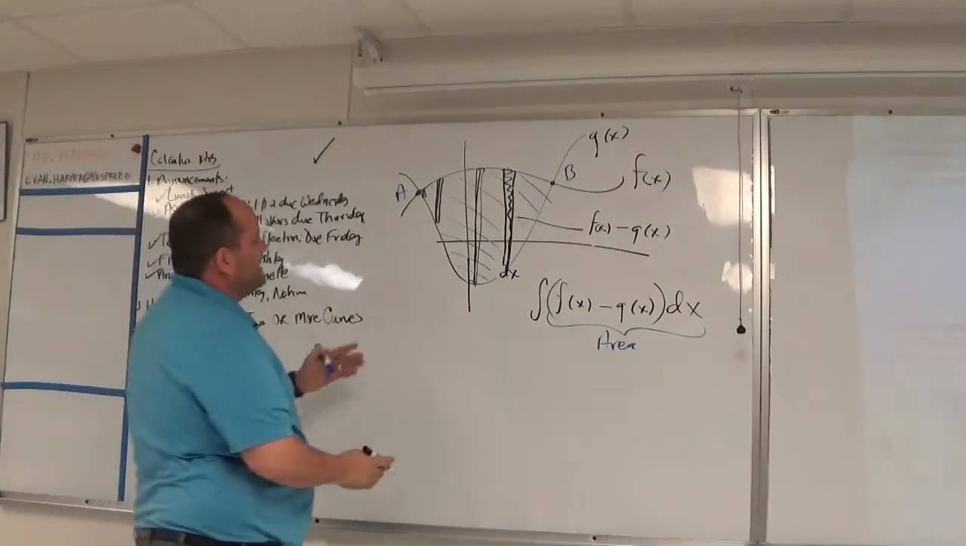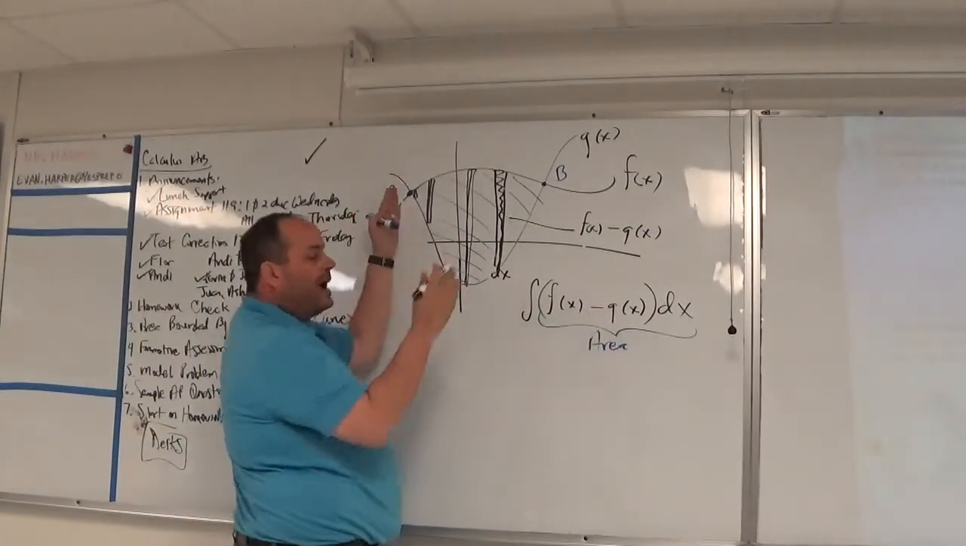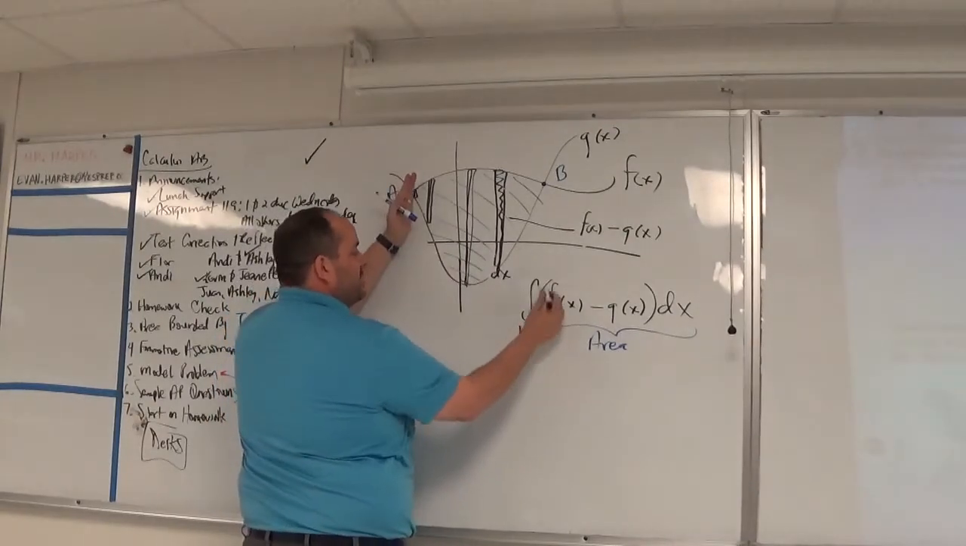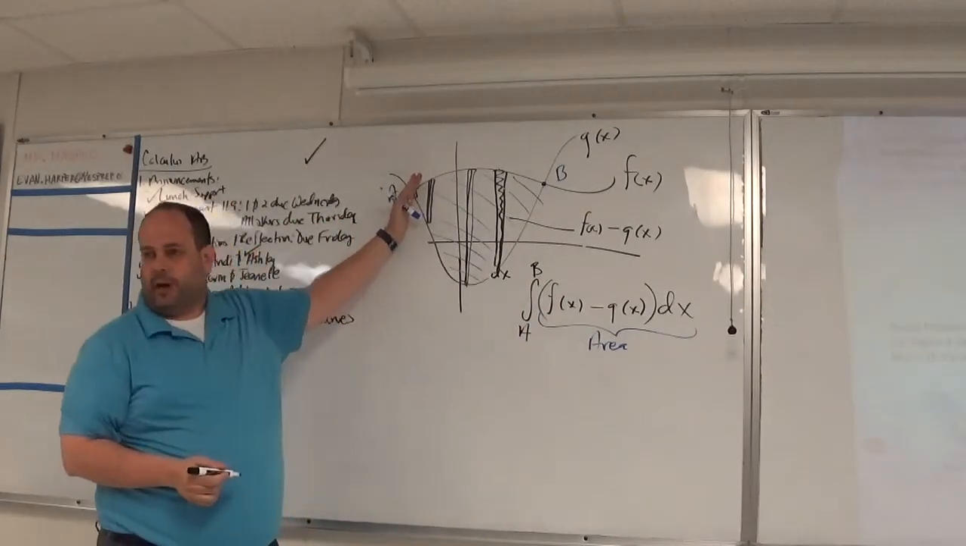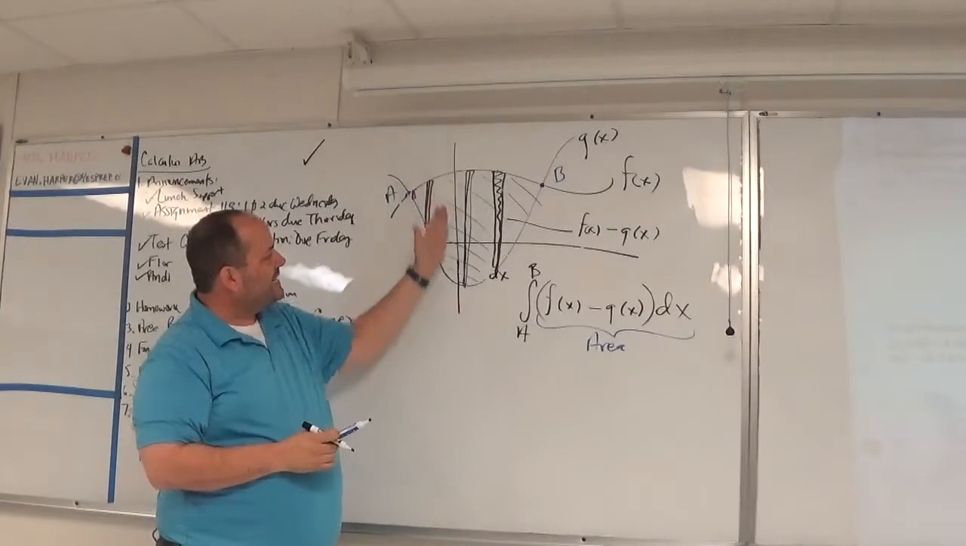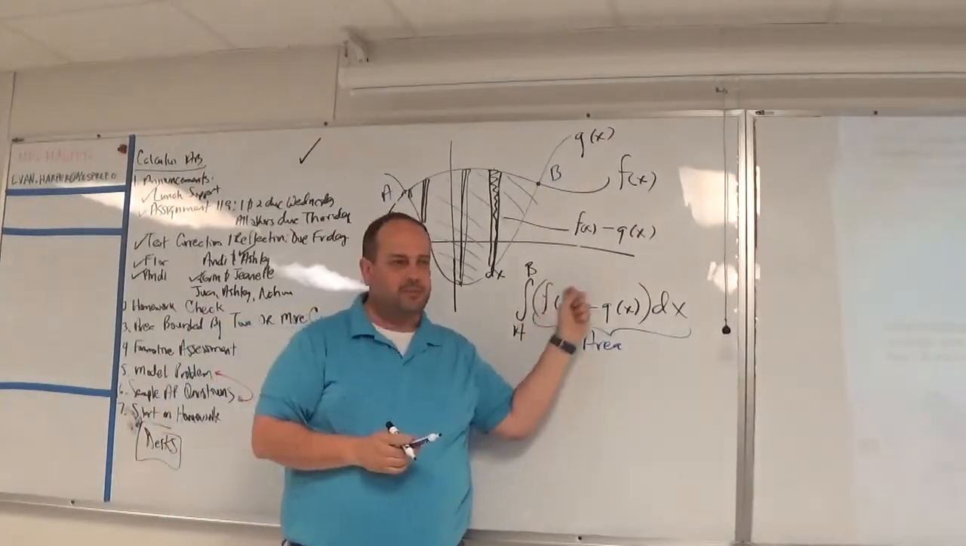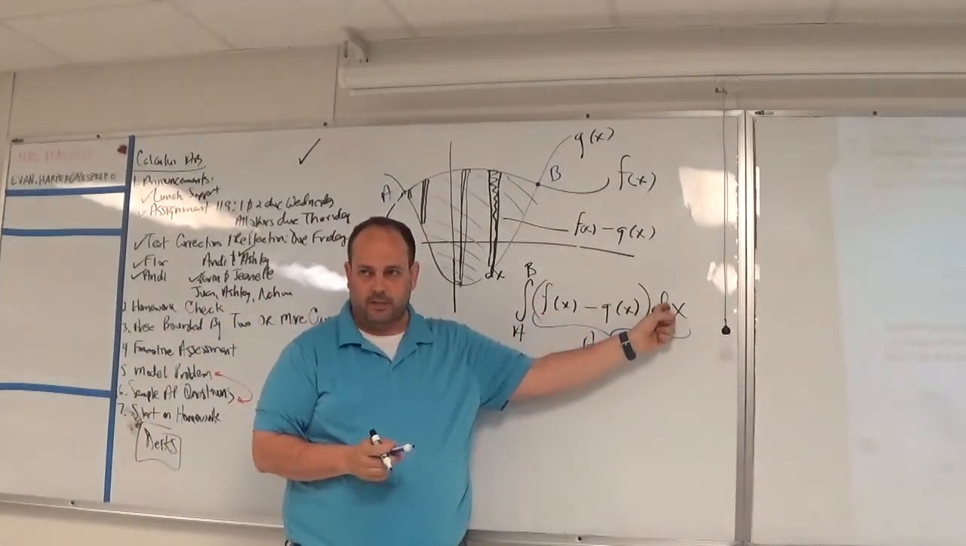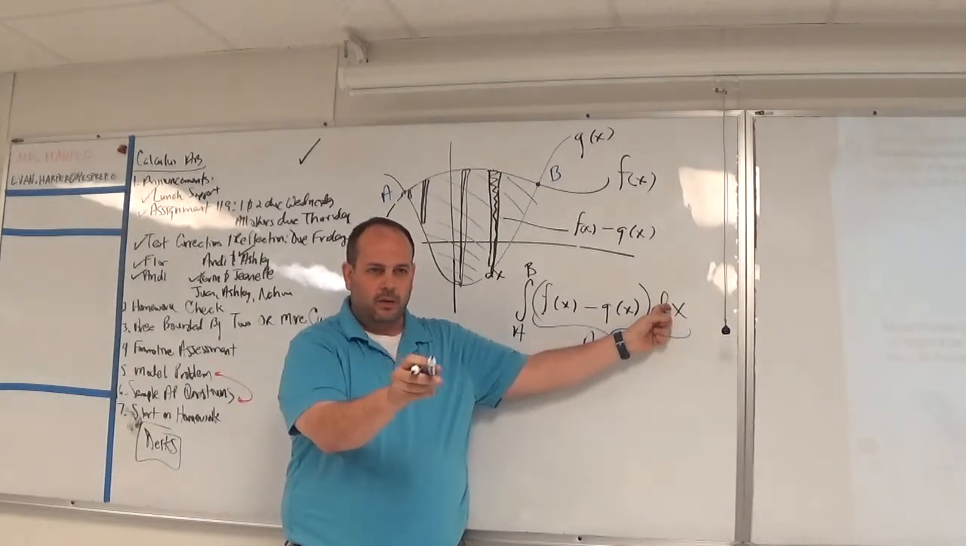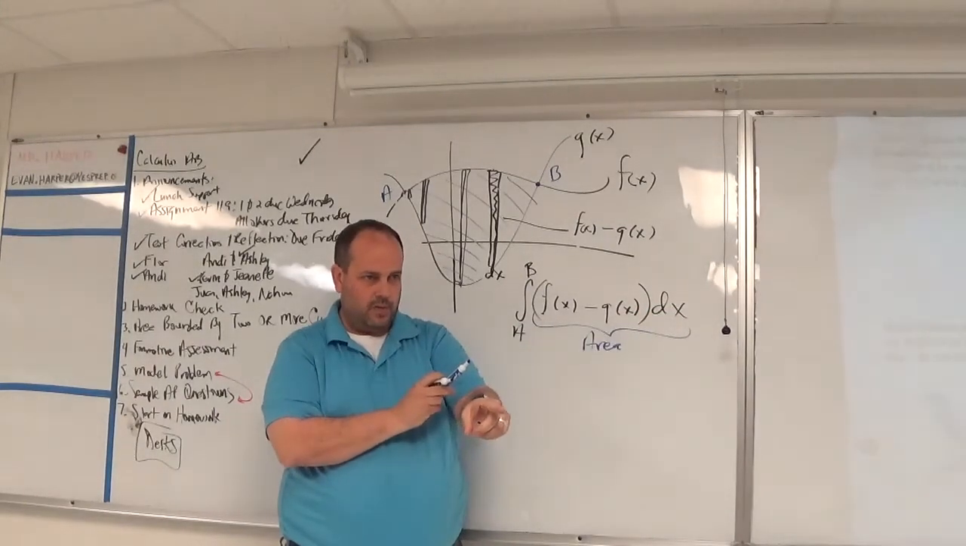So what that means is I can get away with doing one integral from my starting point to the ending point, and all those rectangular slices have this form, f of x minus g of x, integrate with respect to x. Big idea, are we okay with that? Peter, are you okay with that?